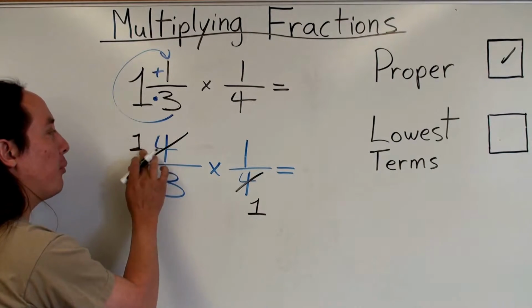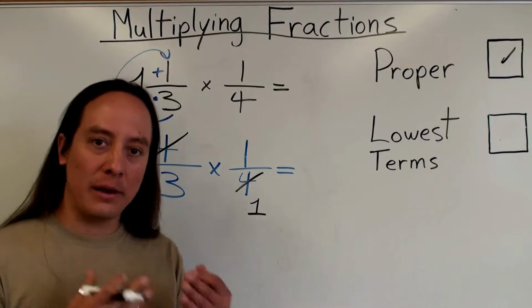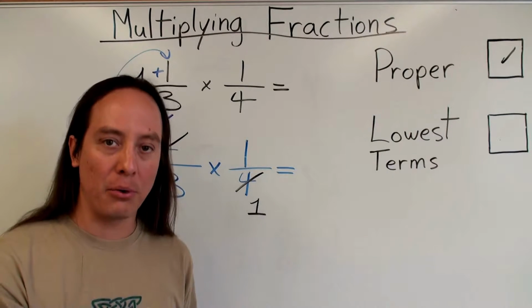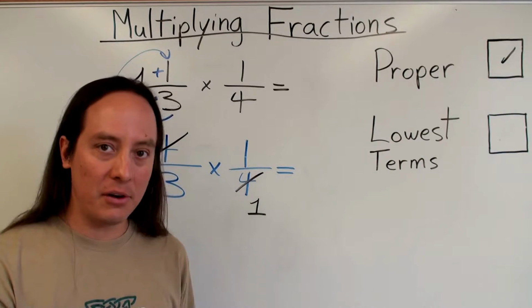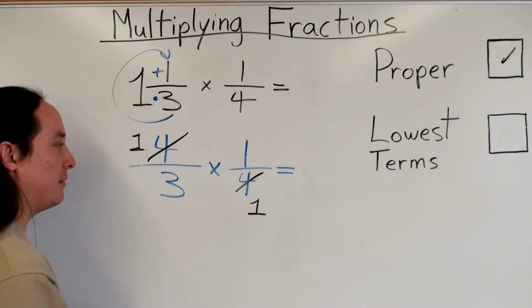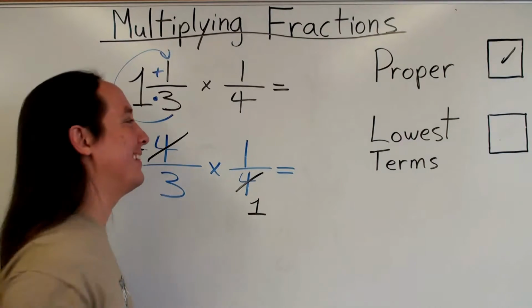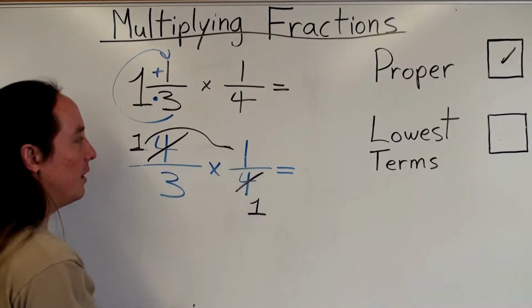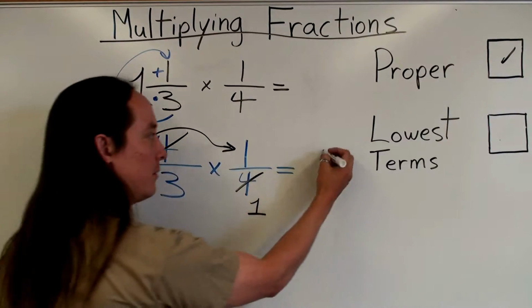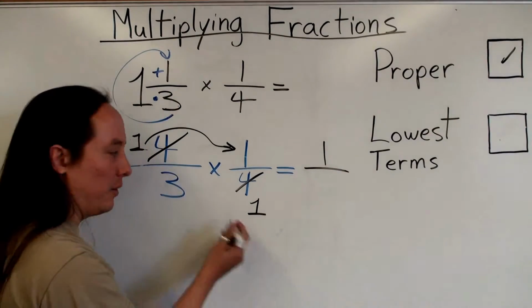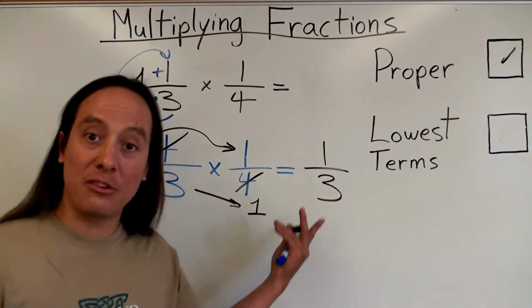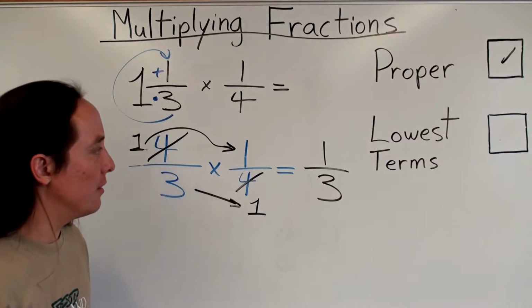Now remember, it's important that you cancel these two by dividing by the same factor for both. Very, very important. Okay, I said it. Now we can do the multiplication. So 1 times 1 is 1, and 3 times 1 is 3. And that's the answer we had before, 1/3.